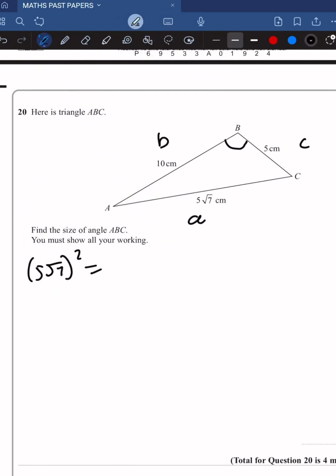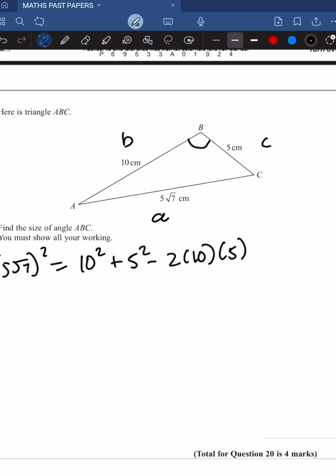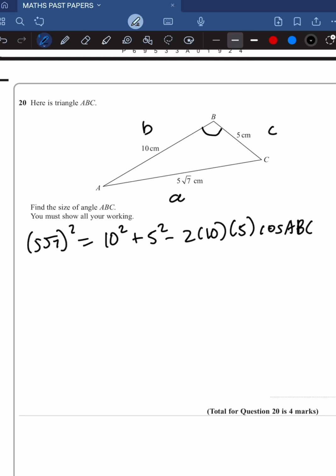A squared equals b squared plus c squared minus 2bc cos ABC. Now I think this question is requiring me to know my exact trig values. So 5 root 7 times 5 root 7: root 7 times root 7 is 7, 7 times 5 is 35, 35 times 5 is 175.